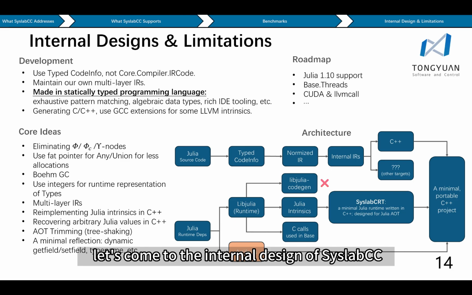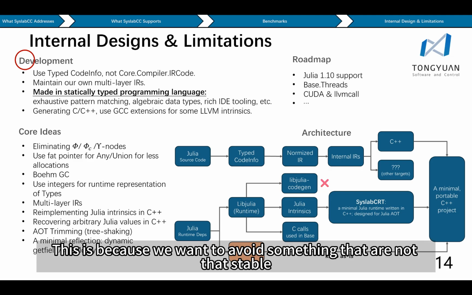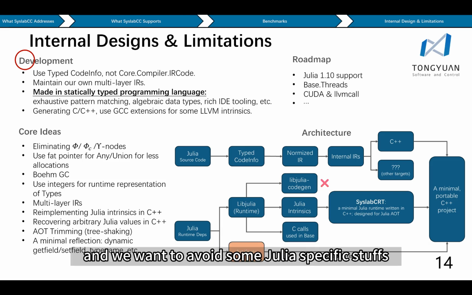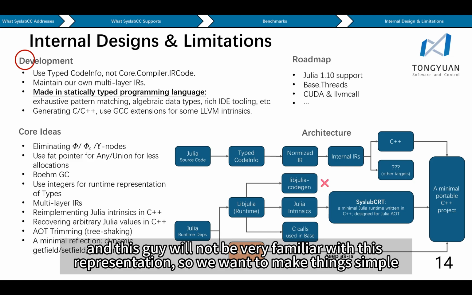And finally, let's come to the internal design of SyslabCC. As I said before, the whole work is based on Julia's typed code info, and we do not rely on Core.Compiler or the .ir code. This is because we want to avoid something that is not that stable, and we want to avoid some Julia-specific stuff. If we consider a Haskell compiler expert, this guy will not be very familiar with this representation, so we want to make things simple.